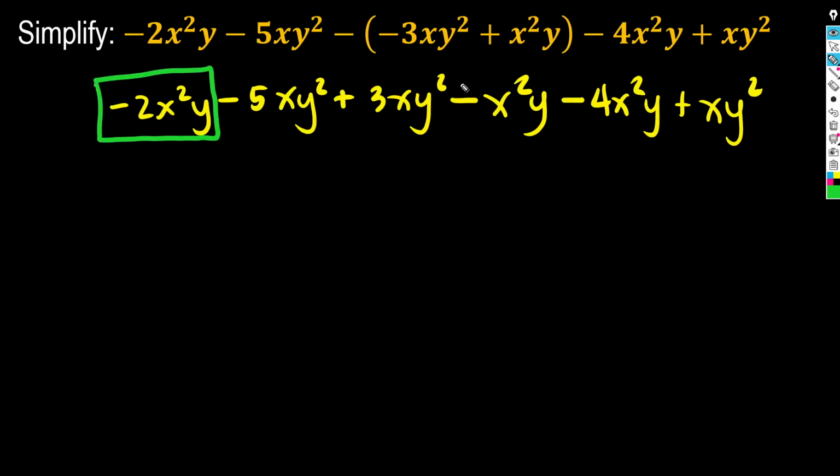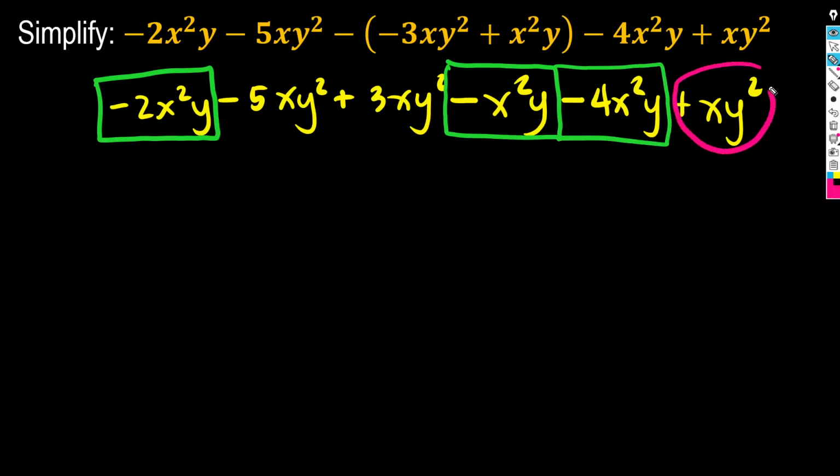Saan pang x squared y? Ito, x squared y. And again, each time, sinasama mo yung sign that appears before the term. Yan pa ba? X squared y. Ito, x squared y. And the rest, they appear to be xy squared terms. Xy squared, 3xy squared, minus 5xy squared. O, di ba? Ang dali.